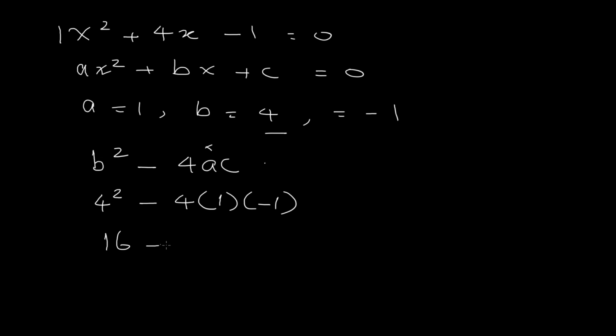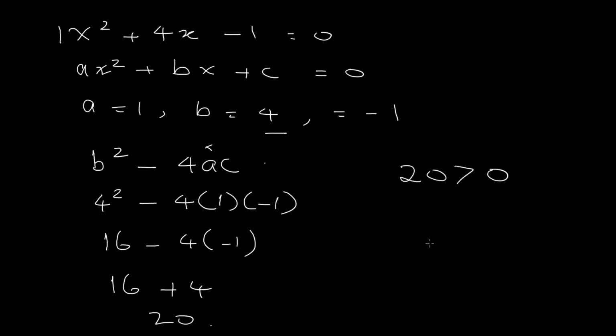So here we have 16 minus 4 times minus 1. Negatives, don't rush them. Take it easy. So 16 minus minus 4, which is plus 4 now, which is 20. Okay. So 20 is greater than 0, meaning that we have what? We have 2 solutions. All right. So D is greater than 0, or 20 is greater than 0.